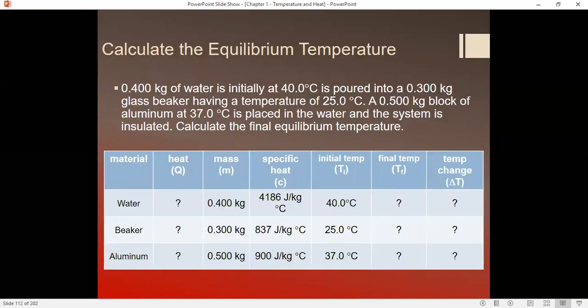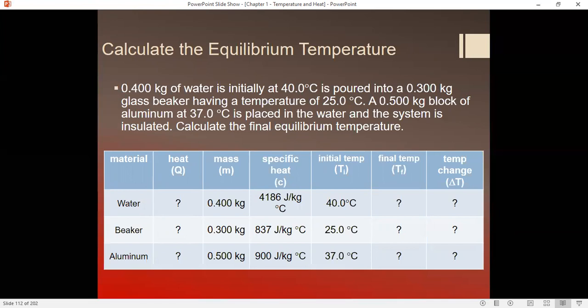Let's try another one now with three. I have water, I have a beaker, and I have aluminum that I'm going to put in there. All right? This time, I don't know the final temperature. So there's my mystery right there. Okay? If I don't know the final temperature, I also don't know the change in temperature. All right, what can I do with this?